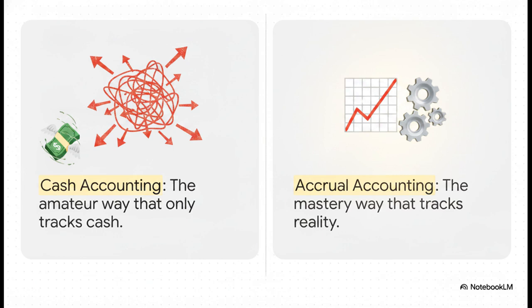On one side, we have cash accounting, basically the amateur way. It only tracks cash movement, and because of that, it creates this chaotic nightmare of timing differences where your income and your expenses are completely disconnected from the actual work you're doing. But then on the other side, we have accrual accounting. This is the mastery way. Accrual accounting doesn't even care when the cash moves, it tracks reality. It records the fundamental substance of a transaction exactly when it happens. It gives you this neat, completely objective, and perfectly accurate truth.